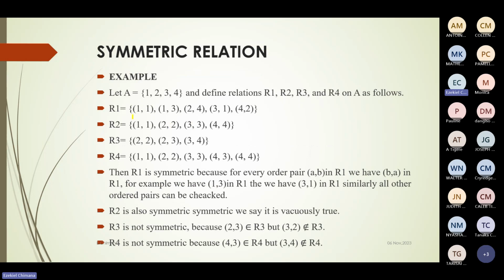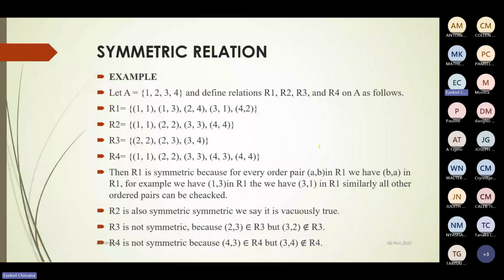symmetric relation. So we can go back to our example again and then point out which ones are reflexive, which ones are symmetric relations here. So this is just an example. Let A be equal to 1, 2, 3, 4, and define relations R1, R2, R3 and R4 on A as follows. R1, we've got 1, 1, 1, 3, 2, 2, 2, 4, 3, 1, 4, 2. We've got 1, 1, 2, 2, 3, 3, 4, 4. So guys, can we pick those which are symmetric relations and those which are not symmetric relations?